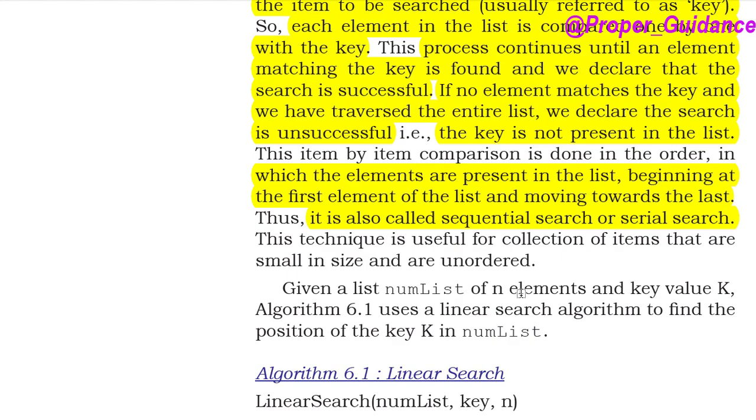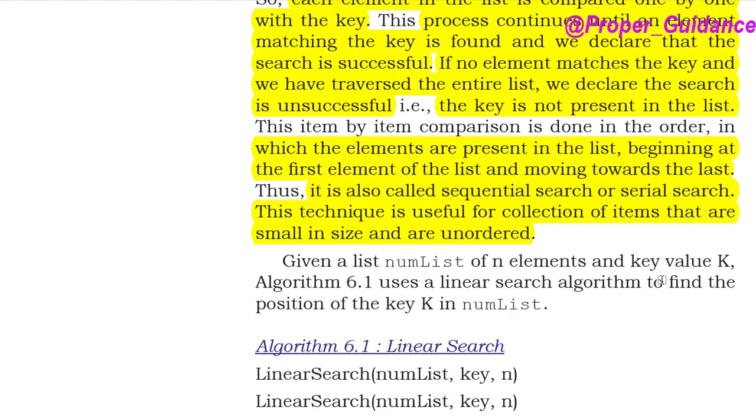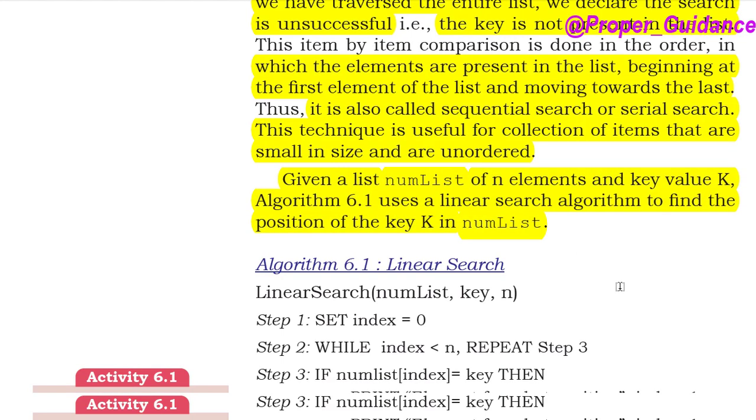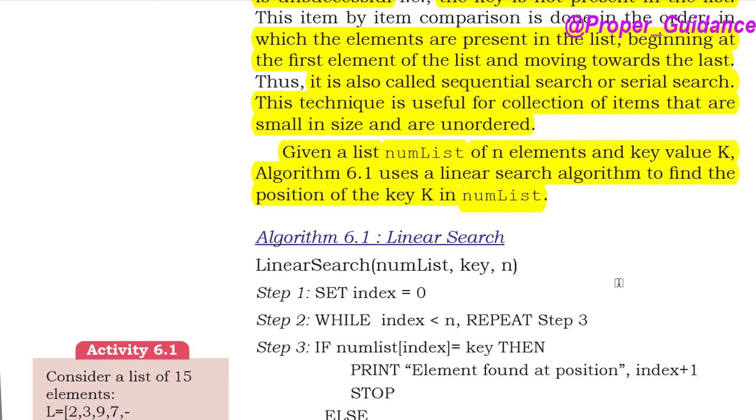This technique is useful for collection of items that are small in size and unordered. This line is very important because you have to know where to use that particular technique. So we use this technique where the collection of items are small in size and are unordered. Given a list, num list of n elements and key value k, algorithm 6.1 uses a linear search algorithm to find the position of the key k in num list. Num list is a list of n elements.